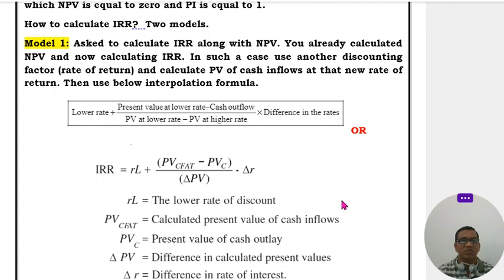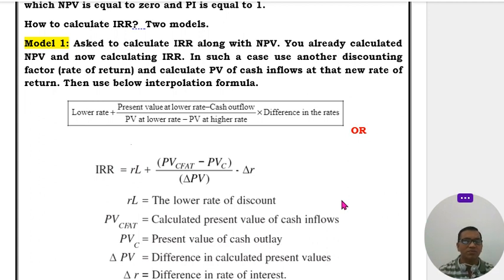Lower rate plus present value at lower rate minus cash outflow divided by PV at lower rate minus PV at higher rate, multiply with the difference in the rates. So this formula you will apply. Already you calculated the NPV of the project at a particular rate of return, and you will calculate one more NPV at another rate of return, another discount factor, and now you have two NPV values with you. Apply this formula and you will get exactly the IRR value.